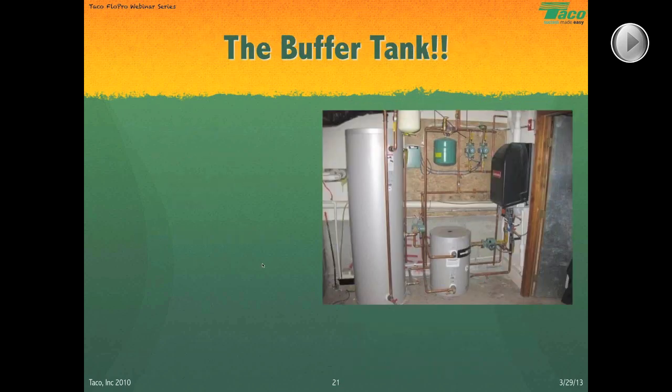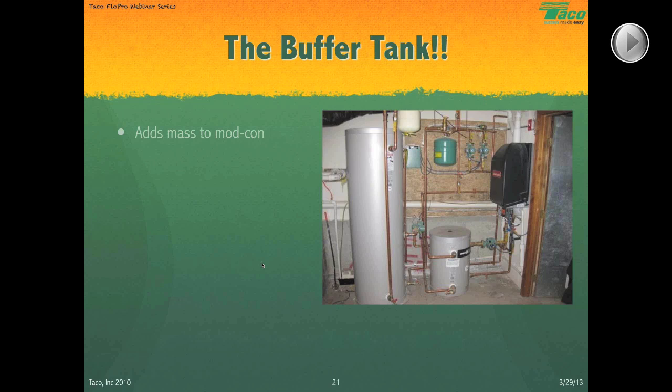the buffer tank. The buffer tank is simply a tank. It's nothing fancy. In this case, it's a super insulated tank. There's not a heat exchanger or a coil or anything in there. It's just a tank to hold more water. All you're doing here is you're adding mass to the modulating condensing boiler. You're adding water content to a boiler.